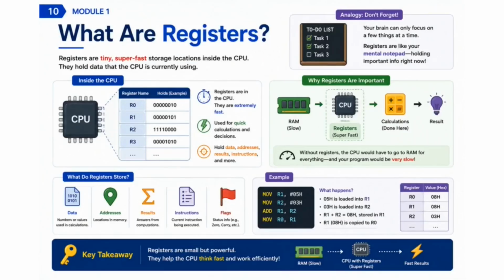They are super fast storage locations inside the CPU. Note that reading data from flash or RAM is very slow compared to reading data from a register. That is why we say registers are super fast. Registers are used to hold data, addresses, results, instructions, flags, and many more.